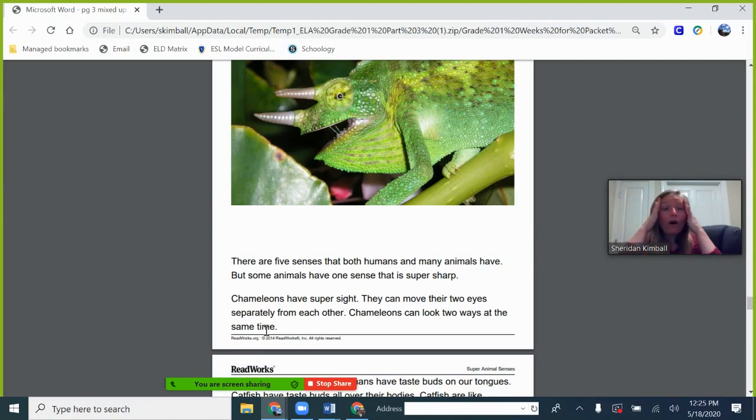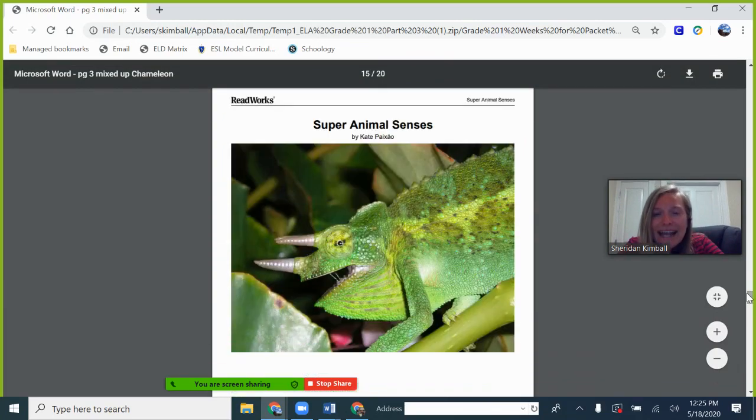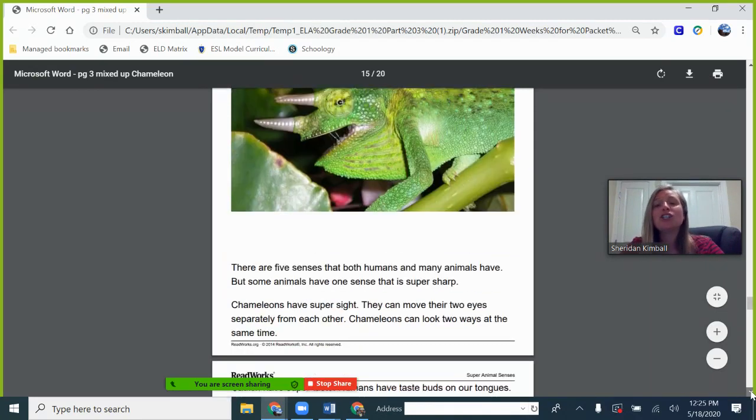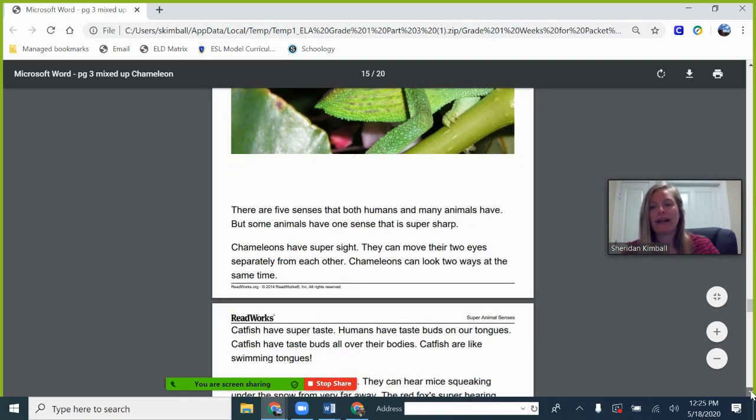That's so cool. So the author, let's look at what her name is again. Our author, Kate Paixão, I hope I'm saying her last name correctly. She is informing us that a chameleon's super sense, what they do the best, is their sight. They can see things way better than other animals or people because they can look in many different directions at the same time. Wow, so cool. Let's keep reading.